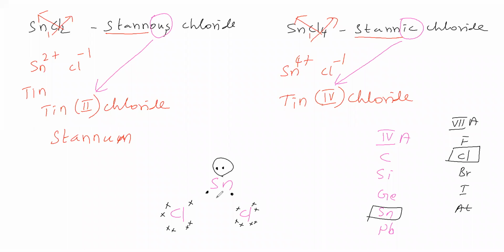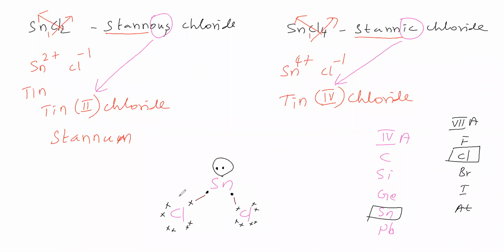Next we will go for bonding. Here one bond will be given, here one bond will be given. Why is Cl making one bond? Cl's valence shell contains 7 electrons. It is in need of 1 electron to get an octet. 1 electron is needed, so it will go for one bonding. It will contribute 1 electron for making one bond. Cl is contributing 1 electron, tin is also contributing 1 electron, and one bond is formed between Cl and tin.